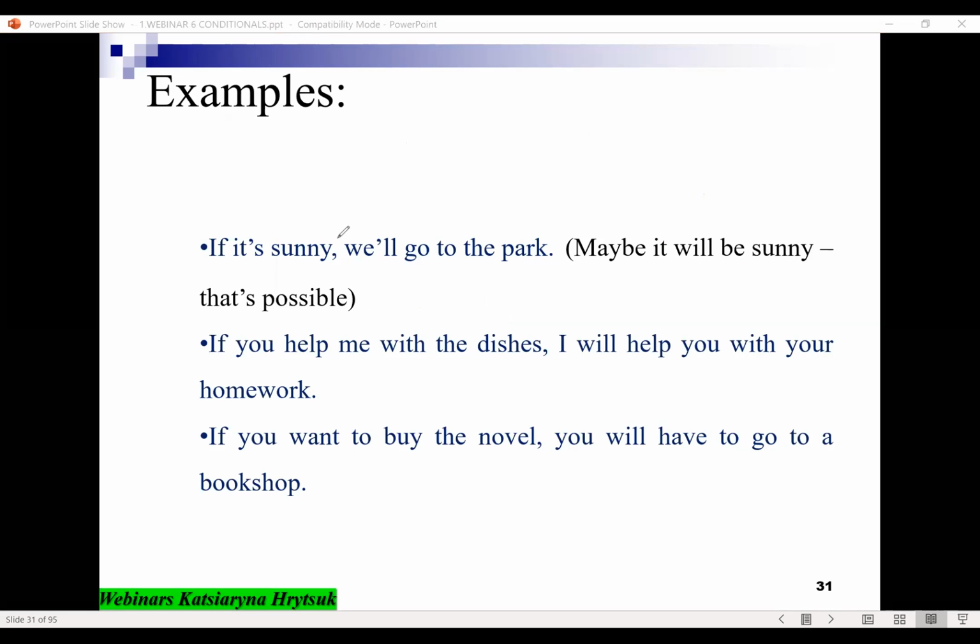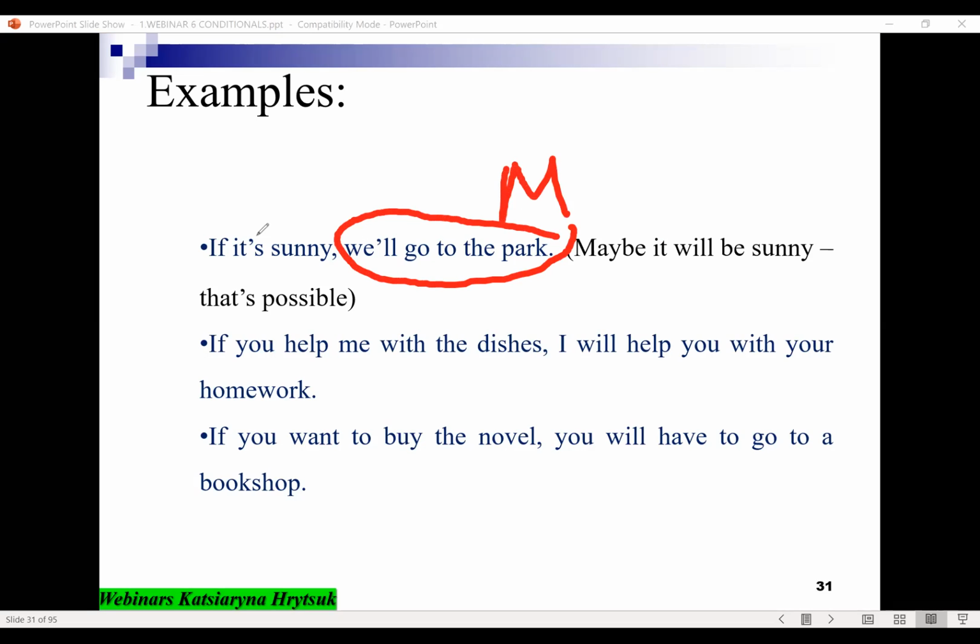Main. If it's sunny, we will go to the park. Yes. So this is a main clause. Please remember, and the if clause, if it's sunny, it's logical. So maybe it will be sunny. So that is possible, okay? And that's why it's conditional one.